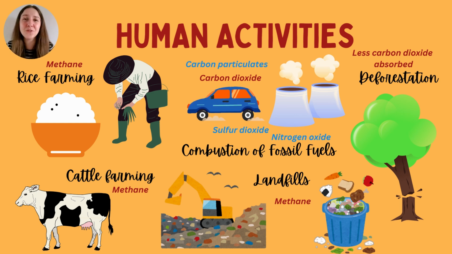So let's talk about this video and what we're actually learning about today, because there are a few things that they want you to know in terms of human activities at GCSE. So the first one is rice farming. This is a process where essentially rice is farmed. It's a type of plant. It's a crop that is grown on a mass scale. And as a result, there are impacts of this.